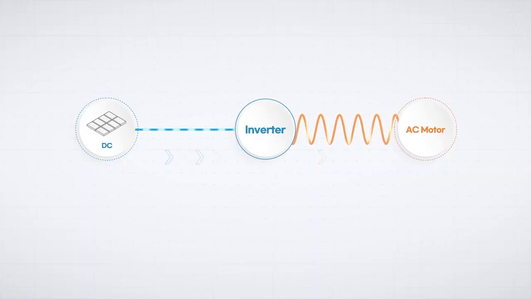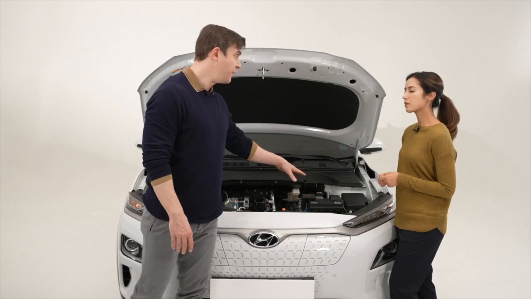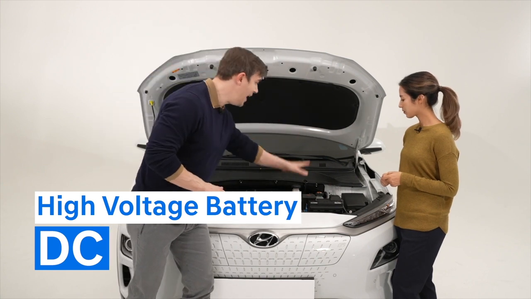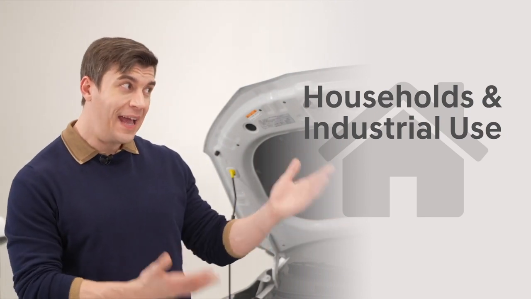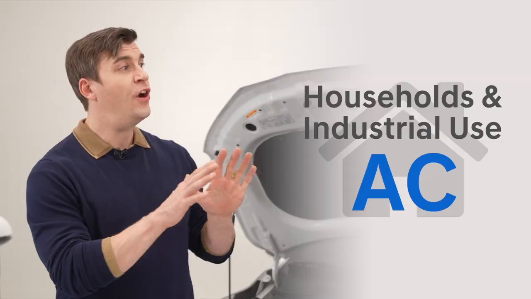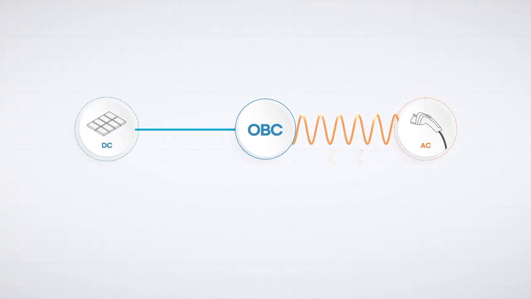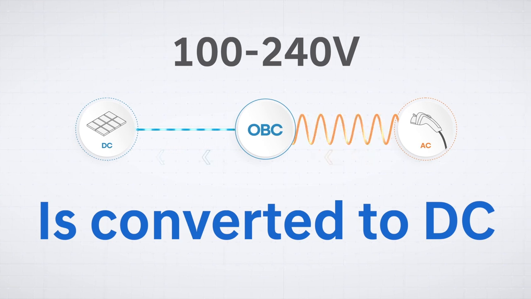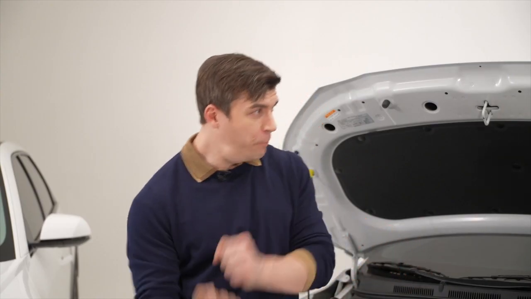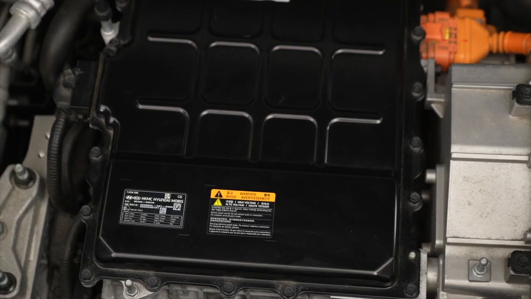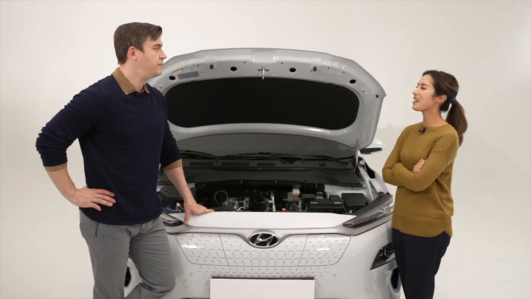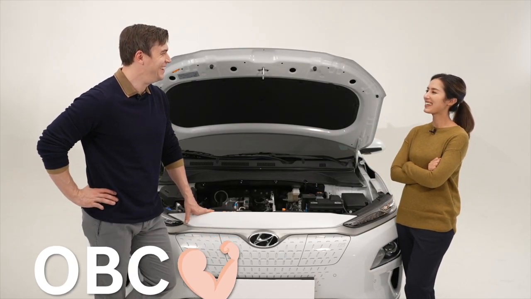As I mentioned earlier, the motor uses three-phase AC, but the battery needs DC. Remember? So DC is necessary to charge our high voltage battery. However, electricity for households and industrial use is all AC, right? Stuff coming out of the wall. So for normal AC charging, a 100 to 220 volt AC from an external source gets used. That AC gets converted to DC, then boosted to a high voltage to charge our high voltage battery. That role is performed, bam, by the OBC. The OBC, big boy OBC. Yeah, you got it.